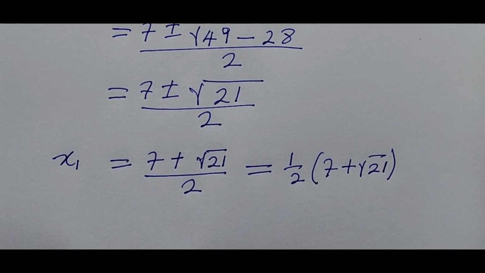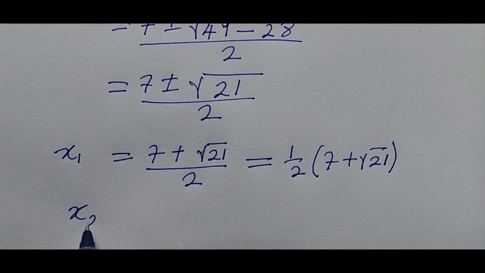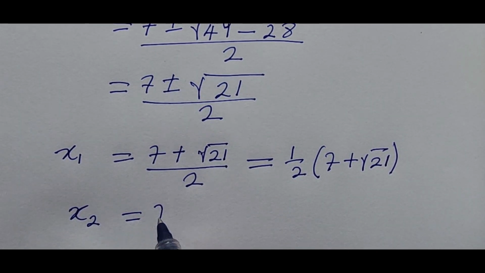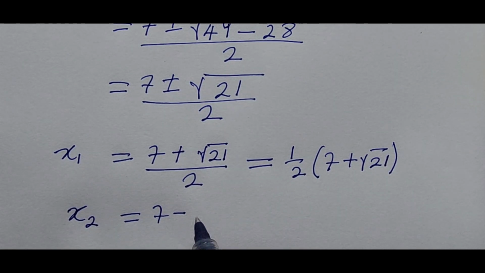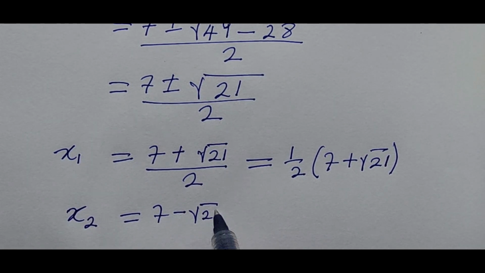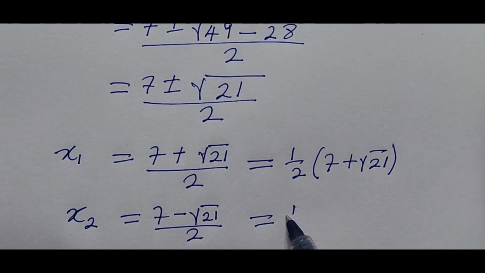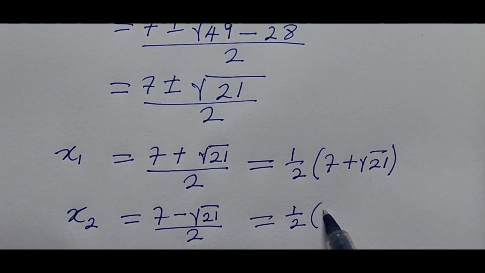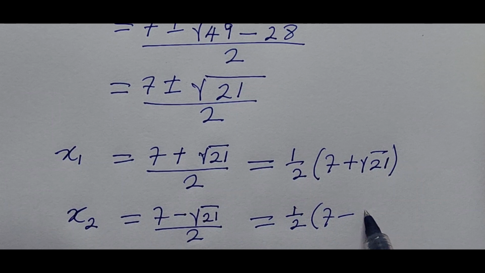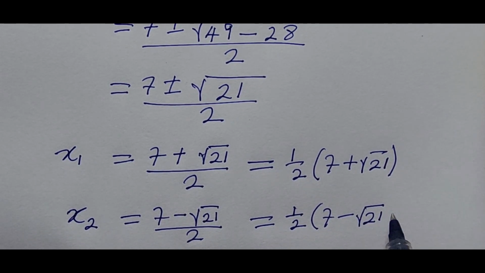Then we have our x2. We're going to have x2 is equal to 7 minus, we're going to take the minus sign this time, minus the square root of 21 all over 2, and expressing it in a better format, we have 1 all over 2 bracket 7, then minus the square root of 21.